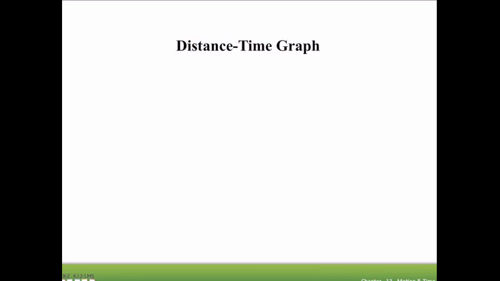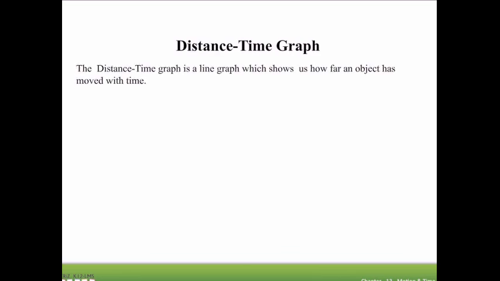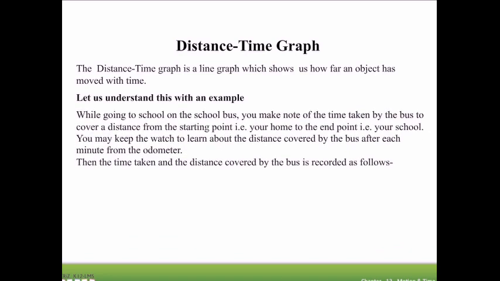Distance-time graph. The distance-time graph is a line graph which shows us how far an object has moved with time. Let us understand this with an example. While going to school on the school bus, you may note the time taken by the bus to cover a distance from the starting point, that is, your home, to the end point, that is, your school. You may keep the watch to learn about the distance covered by the bus after each minute from the odometer. Then the time taken and the distance covered by the bus is recorded as follows.